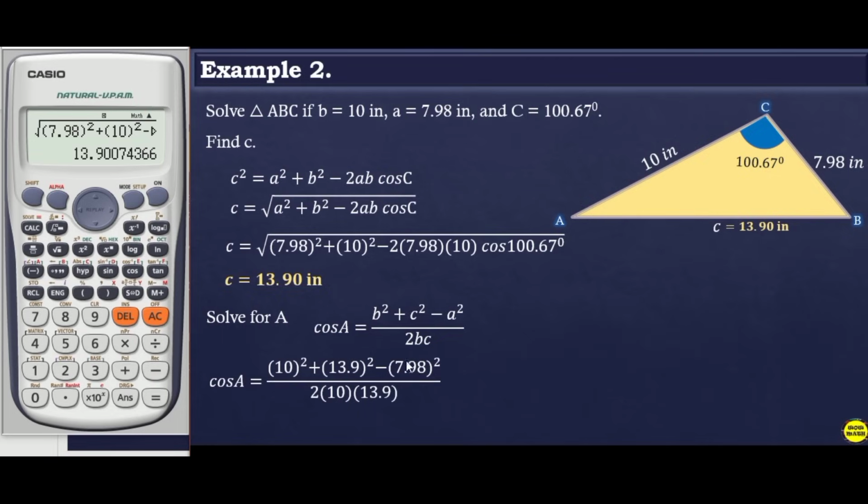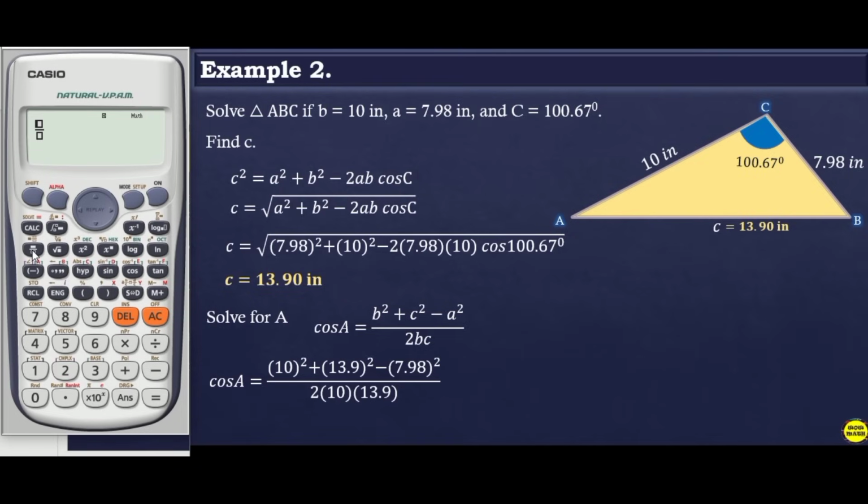Substitute natin lahat ng values. Your B is 10, so 10 squared plus your C is nakuha natin kanina, 13.9, so that is squared, minus your A is 7.98 squared. All over 2 times 10, your B, and then your C. So let us compute.